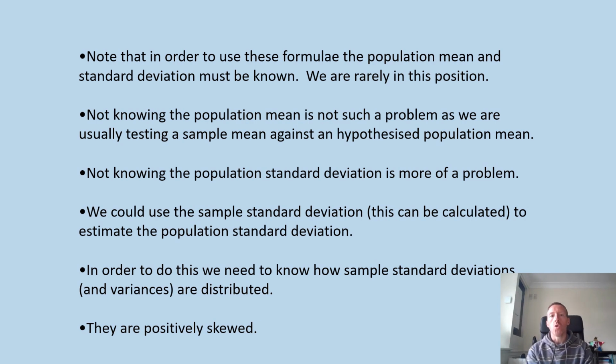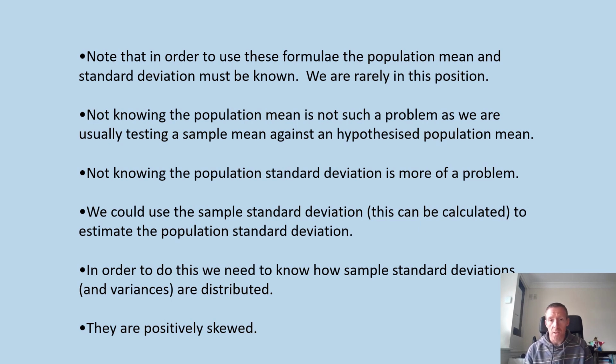So not knowing the population mean is not such a problem, as we're usually testing a sample mean against some sort of hypothesized population mean, and that's the hypothesized population mean for some tests. You'll see that in a second with the one sample t test. We're often assuming that the population mean is 0. But not knowing the population standard deviation is a bit more of a problem.